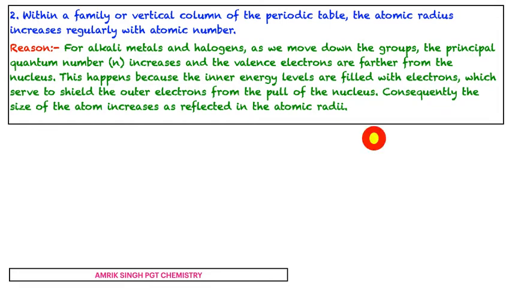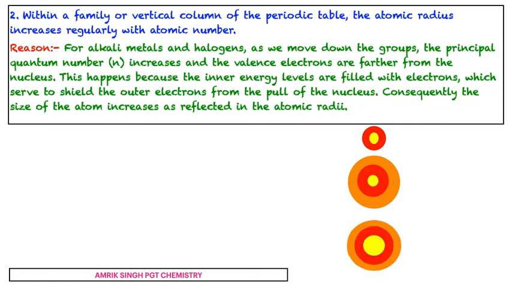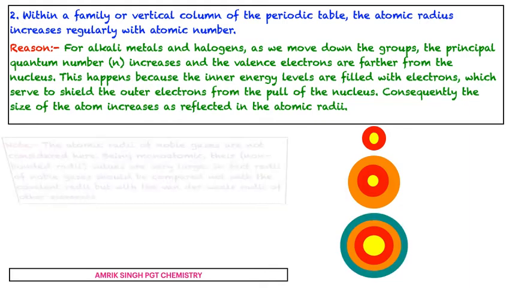Let us see, in the first diagram there are two shells. Now the third shell is introduced, so the number of shells is increasing. Here: first shell, second shell, third shell, fourth shell. The number of shells is increasing down the group, and size is also increasing.